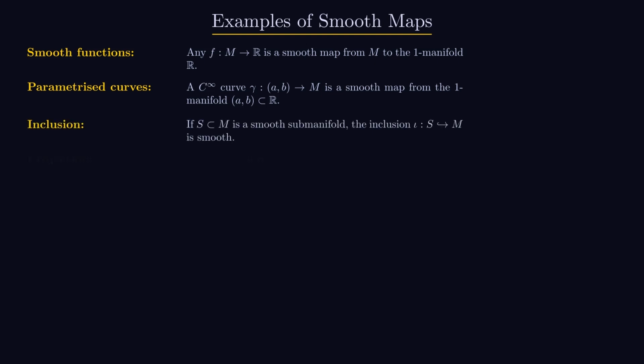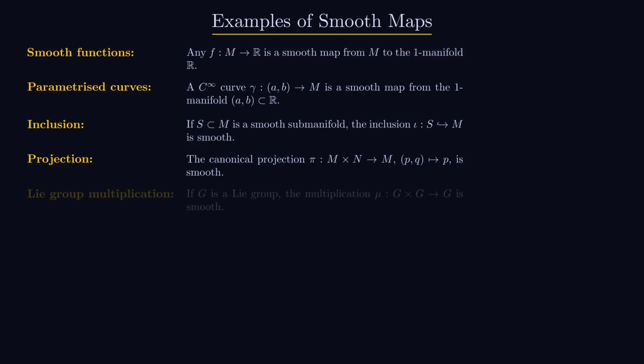The canonical projection from a product M cross N to M, dropping the second factor, is smooth. And one of the most important examples in the whole course: if G is a Lie group, the group multiplication, a map from G cross G to G, is required to be smooth. We will talk about Lie groups later on.